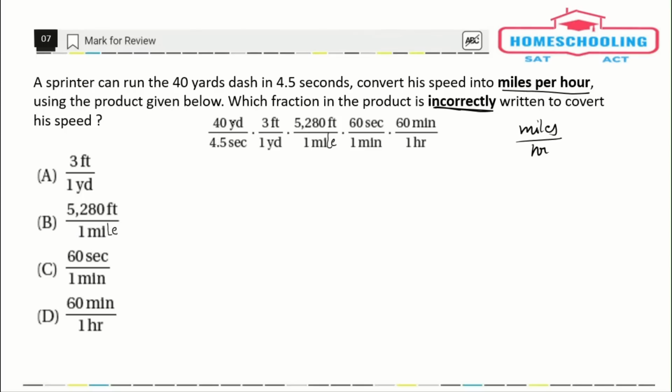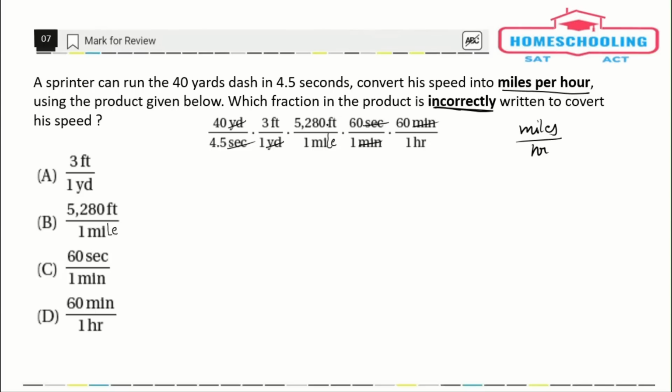So we have to find the final answer in miles per hour. So let's try to cancel all of them. Forget about these numbers. Just focus on the units. Yards and yards will go away. Minute and minute, second and second will go away. As we can see here, we have to find the answer in miles per hour. And as we can see, miles is given in the denominator. So this is the wrong product here.